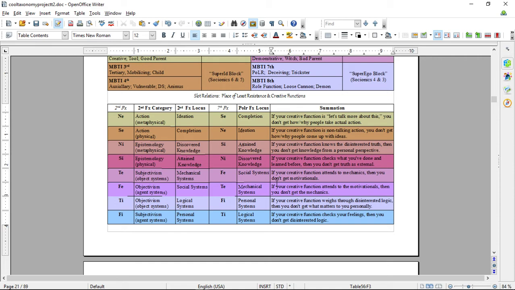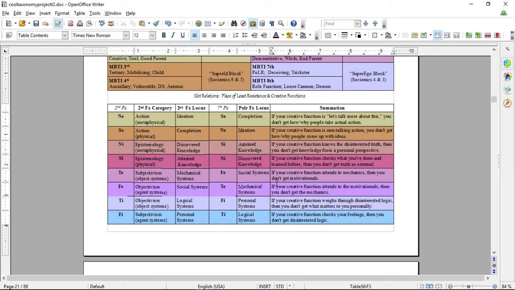All right, now let's look at the TE creative function users, TE tool users. It's subjectivism, object systems, that's what TE is. So we did the epistemologies. There's the metaphysical epistemology NI, the physical epistemology SI. We did the actions. There's the metaphysical action NE, the physical action SE. Now we're doing the external systems functions. DE and FE are both external systems functions. So subjectivism, object systems, that's external. Agent systems, external for FE. TE, subjectivism, object systems, external, mechanical systems.